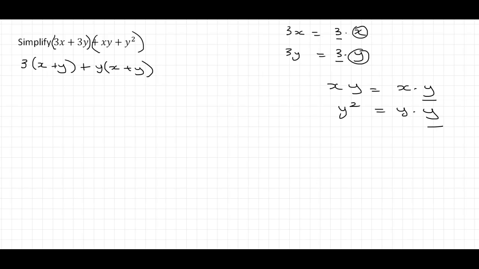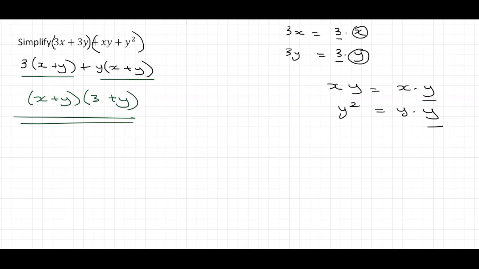So now we have a situation where we have created two sets of terms, and you can see that x plus y also becomes the greatest common factor of these two terms. So x plus y is our greatest common factor, and the other factors are 3 and plus y. So this is what we're trying to do here. Alright, let's try another example.